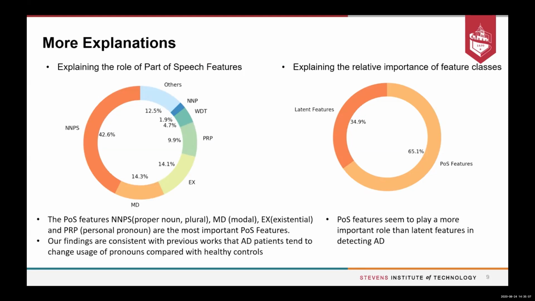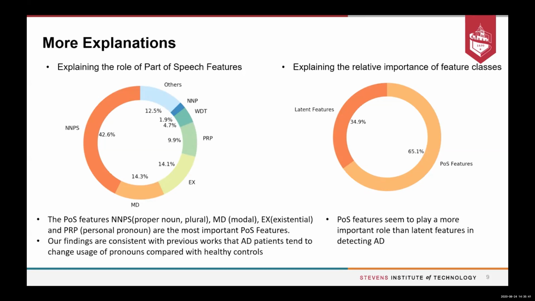We can see that the noun and pronoun features contribute highly to the detection, which means the model depends heavily on the value of those features to make a decision. From this, we can see that our findings are consistent with previous works that AD patients tend to change their usage of pronouns and nouns compared with healthy controls. More specifically, they tend to use more pronouns than nouns.